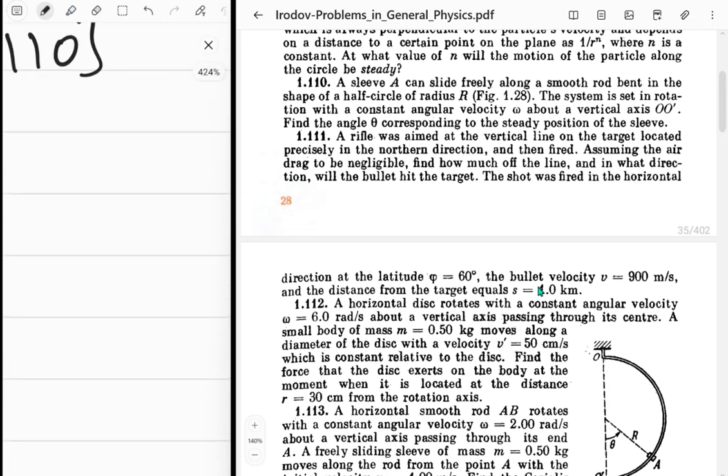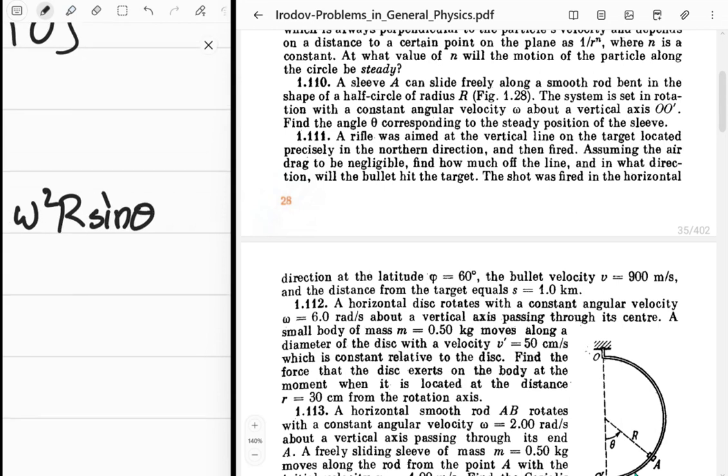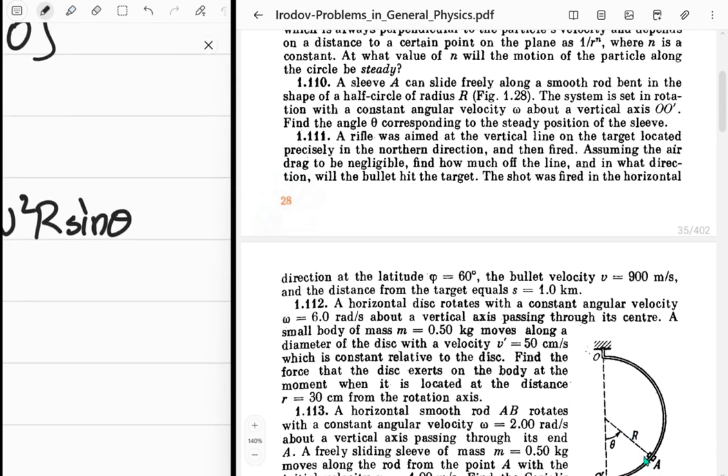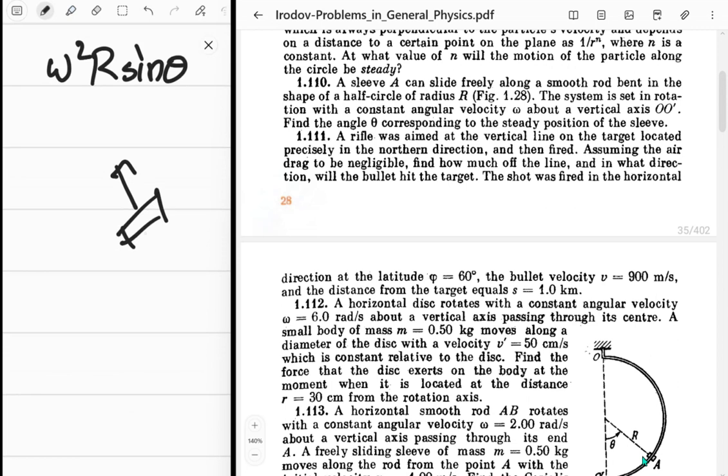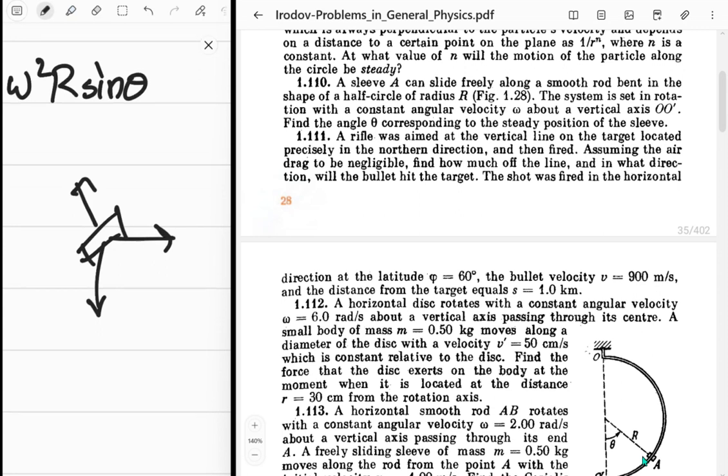So, what's the so-called centrifugal force on this? It's going to be omega squared r, where r is the distance from the axis, which is basically r sine theta. So you just got omega squared r sine theta. That's this guy. There's gravity acting on it, there's normal force acting on it like this, and then the centrifugal force acting on it. And this angle is theta.